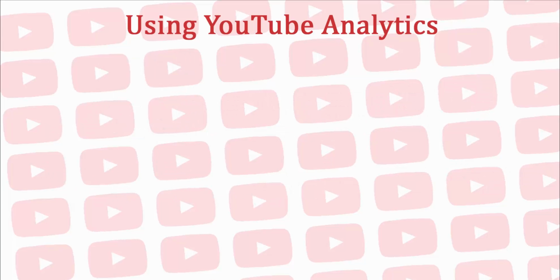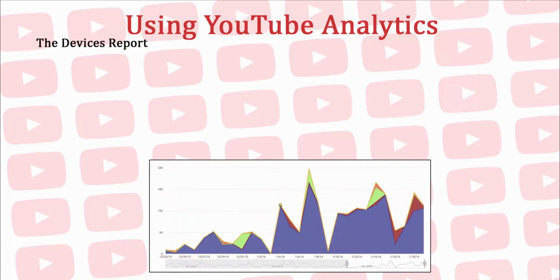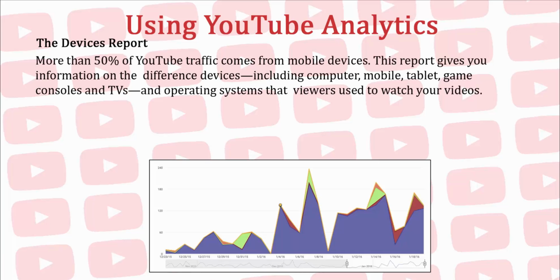The next important report is the devices report. As we know, today is the generation of the mobile. More than 50% of the YouTube traffic comes from mobile devices. This report gives you information on what kind of different devices, like a computer, mobile, tablet, smart televisions, gaming consoles and other operating systems, were used by the viewers to watch your videos.